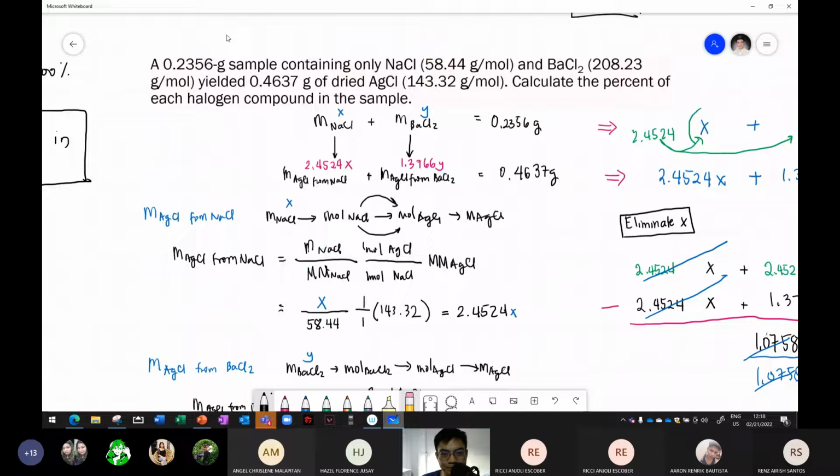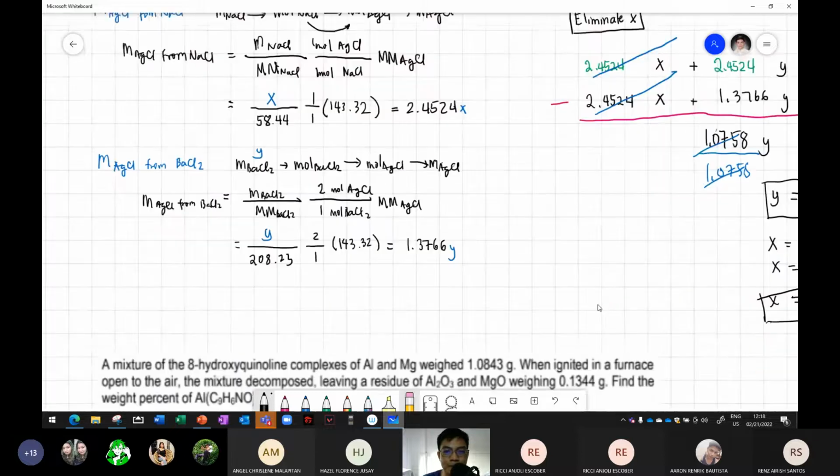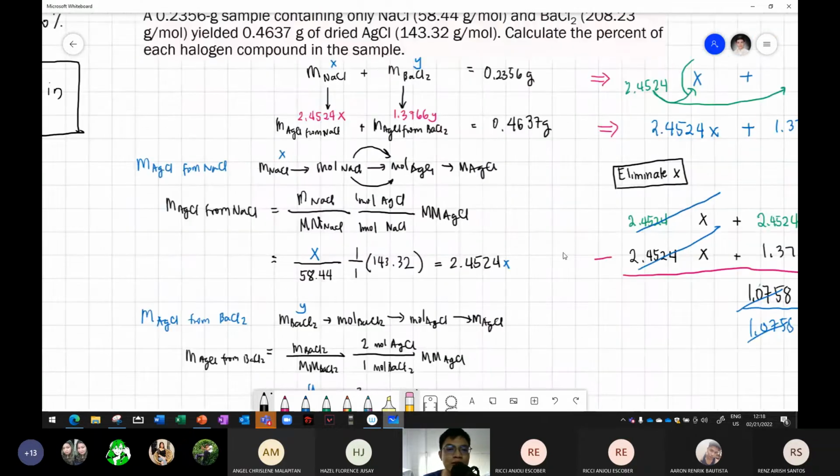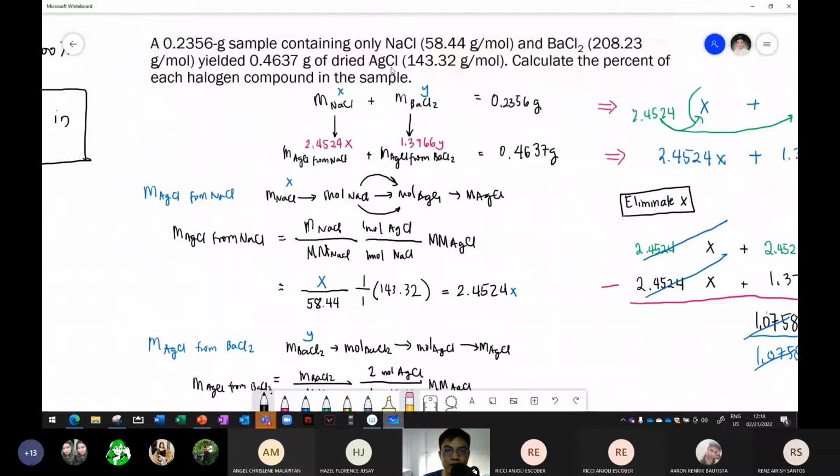Parang ito lang din yun. You have a mixture of NaCl, barium chloride, but this time, aluminum and magnesium quinoline. And then after igniting them, you get aluminum oxide and magnesium oxide. Okay. Baka isipin nyo, sir, dalawa yung products. Okay lang. Don't have to worry.